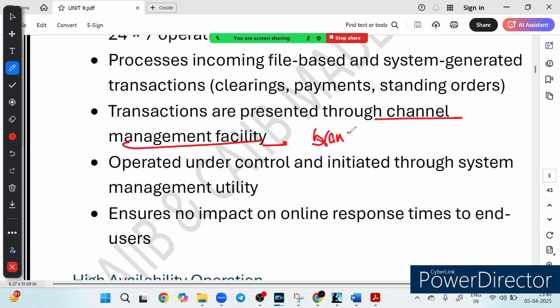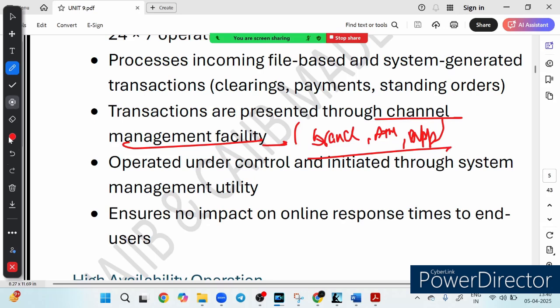It may be a branch, it may be an ATM, it may be a mobile app. So this channel management system decides which route to take. And guess what? It is all done without slowing down your UPI or online banking experience. So the end user never feels a delay, right? This system, the channel management facility, does not cause any delay in the operation.